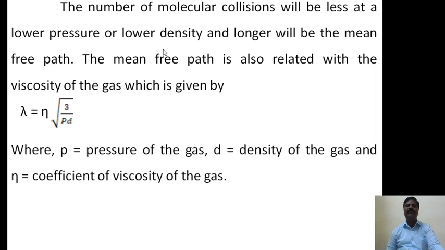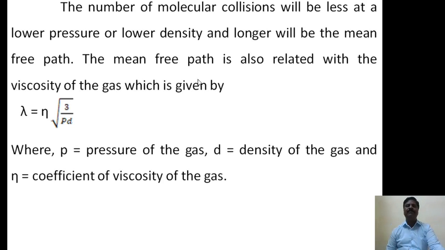The higher the molecular collision, the lesser will be the pressure and the lesser will be the density of the molecules. If lower pressure and lower density are there, the longer the mean free path will be. Therefore, the longer the mean free path, the lower will be the pressure and the lower will be the density of the molecules.